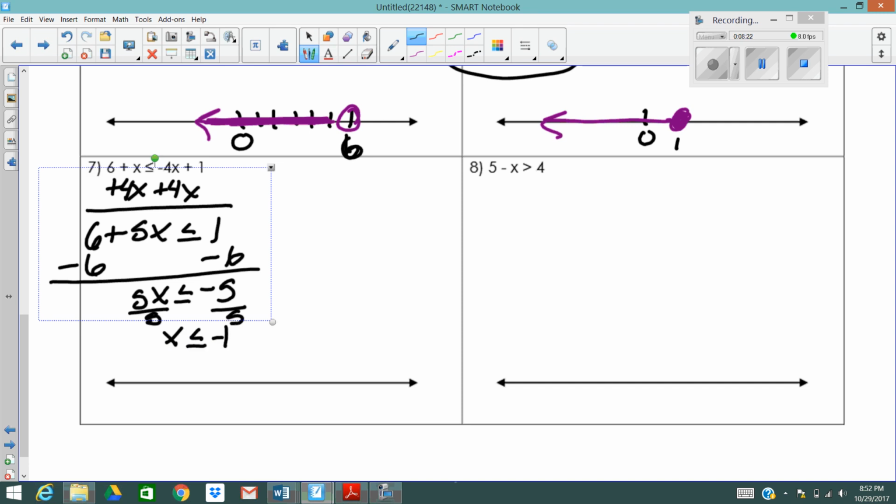And keep in mind, I did not divide by a negative number. I divided by a positive number. So even though it's less than or equal to a negative, I'm not going to flip my sign because I divided by a positive 5.